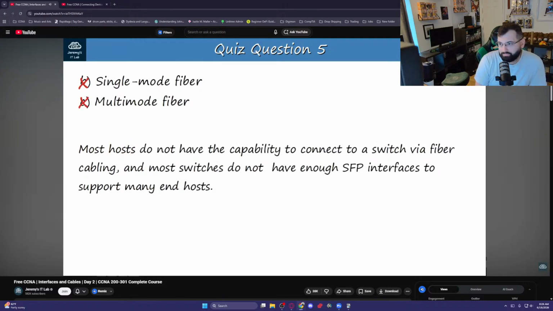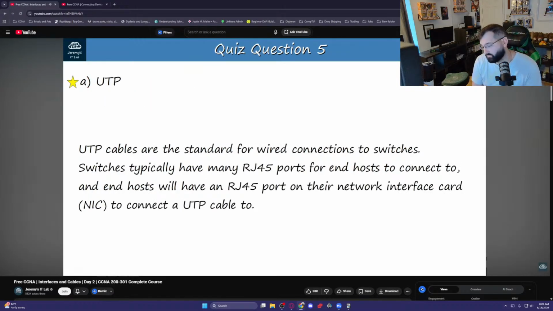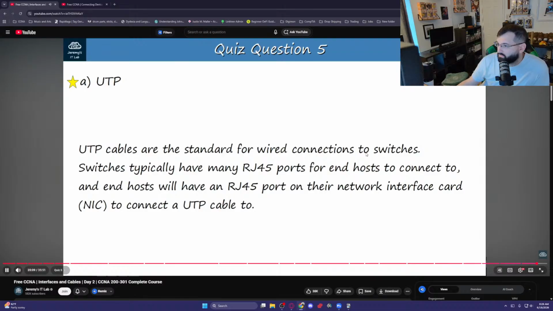Most hosts do not have the capability to connect to a switch via fiber cabling, and most switches do not have enough SFP interfaces to support many hosts. So B, single mode fiber, and C, multi-mode fiber, are incorrect. UTP cables are the standard for wired connections to switches. Switches typically have many RJ45 ports for end hosts to connect to, and end hosts will have an RJ45 port on their network interface card to connect a UTP cable to. So A, UTP, is the correct answer.